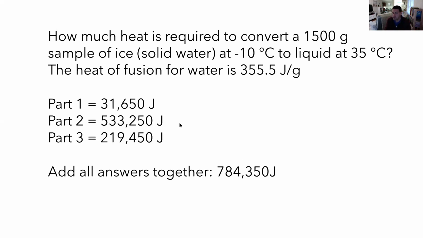And we'll get some pretty large numbers, so sometimes people will use kilojoules. I'm not going to worry about it, but kilojoules is just dividing all of these by 1,000. So 31.65 kilojoules, 533.25 kilojoules, 219.45 kilojoules. Answer: 784.35 kilojoules. All right.